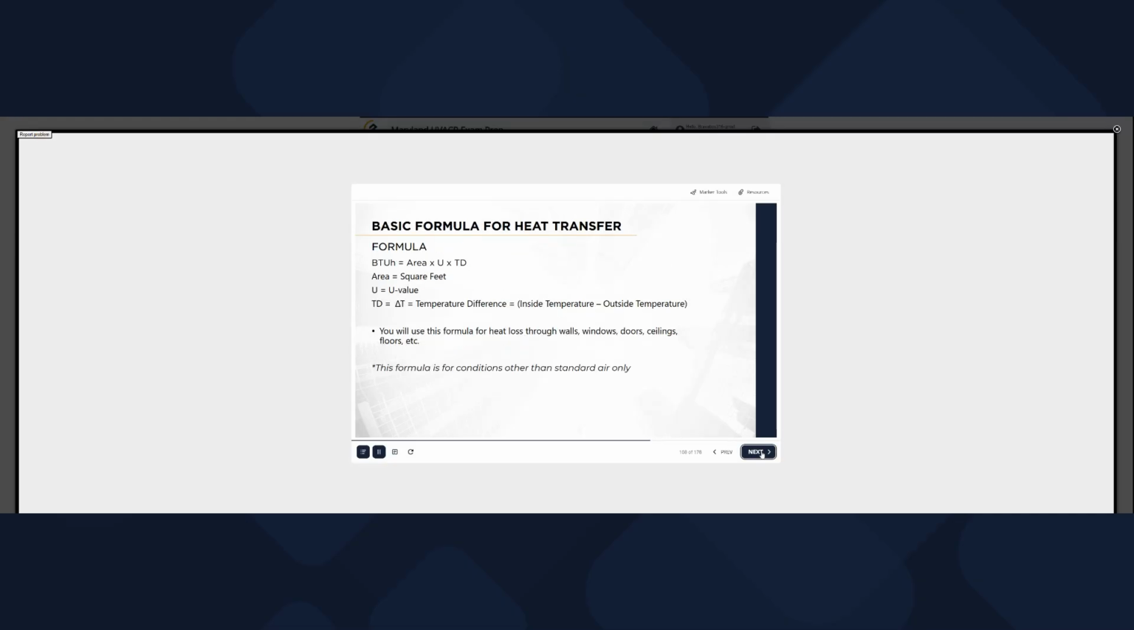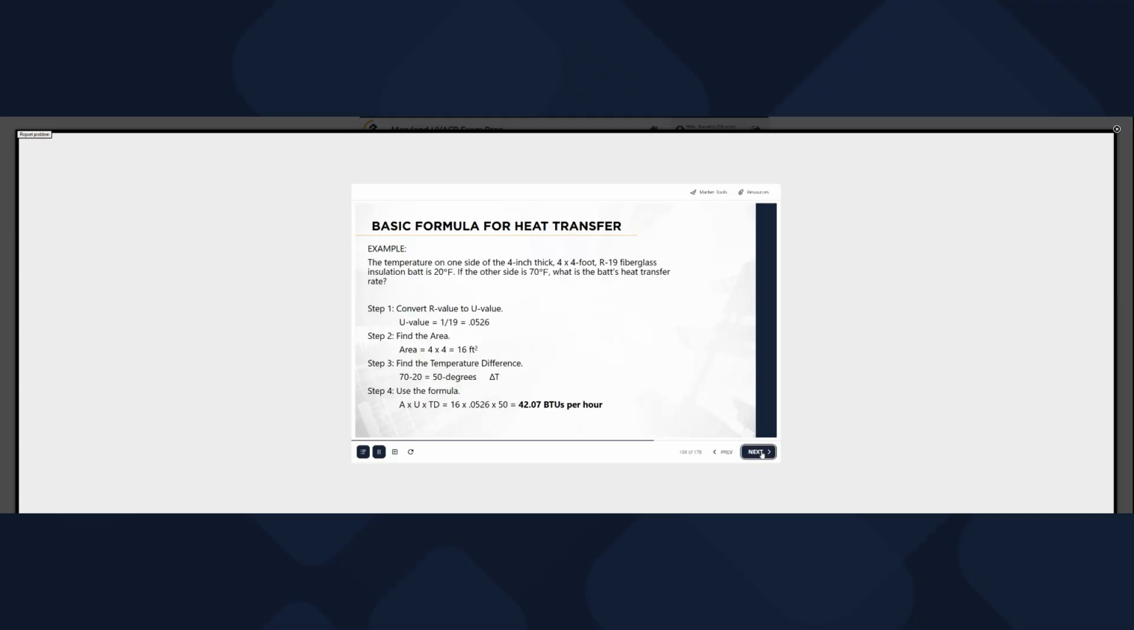The basic formula for heat transfer is an important formula to have memorized for load calculations. The basic heat transfer formula is BTUH equals area times U value times temperature difference. Note that areas must be given in square feet. Also note that temperature difference is the inside temperature minus the outside temperature. You will use this formula for heat loss through walls, windows, doors, ceilings, floors, etc. This formula is for conditions other than standard air only.